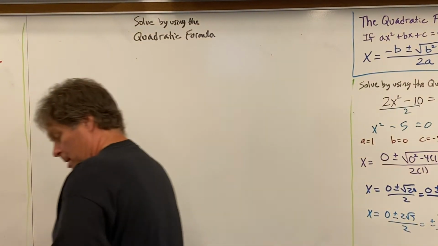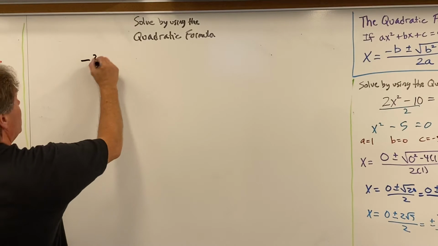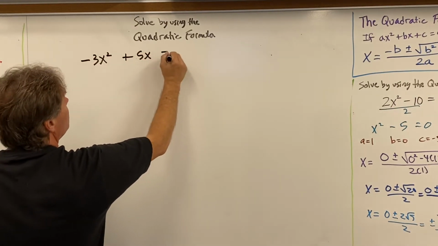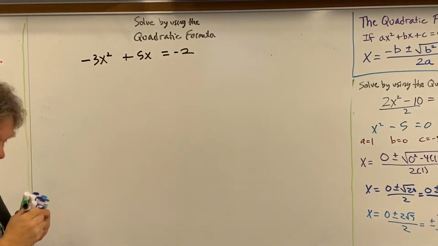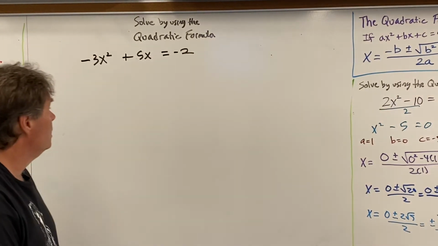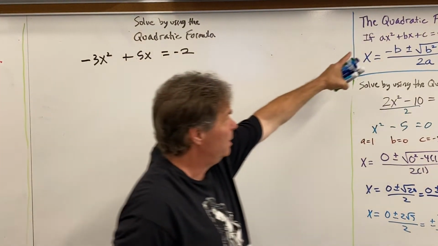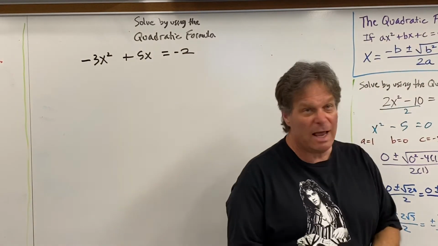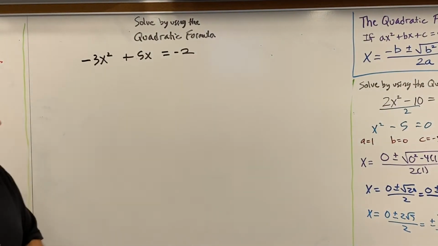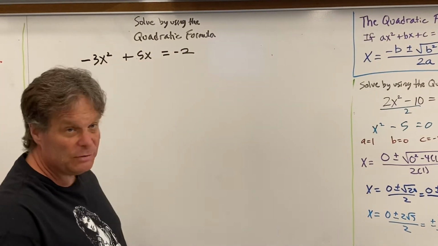It's going to be negative 3x squared plus 5x equals -2. Okay, the first thing you notice here is, well, darn, there's not a 0 on one side. Look, ax squared plus bx plus c equals 0. I don't have equals 0. So I have to get equals 0. How do I do that? I either wipe out this side and make it 0, or I wipe out this side and make it 0.